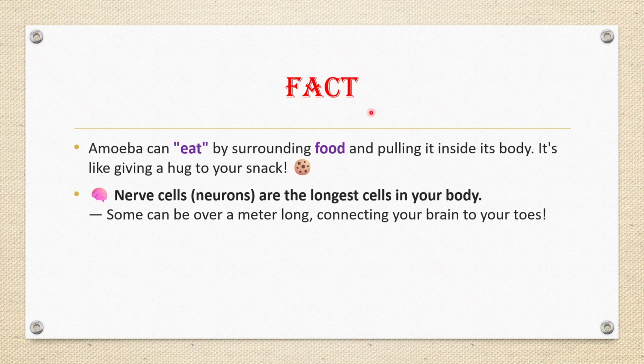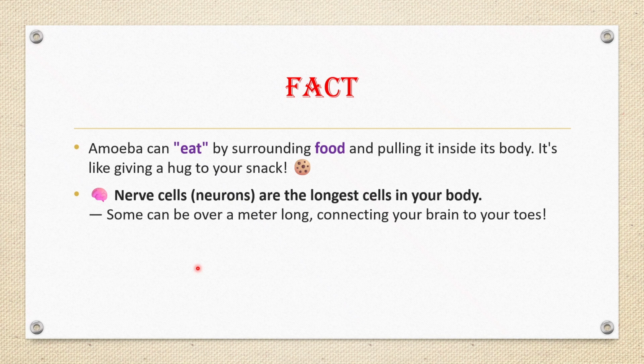Here, some fun facts. Do you want to read? Happy to read. Okay. An amoeba can eat by surrounding food. As I told you, it has a finger-like projection. Do you remember I told you that it has a finger-like projection, and if they want to engulf their food, they can use it for movement and also for eating. Whenever they eat inside the body, they are giving a hug to the snack, like what we human beings are eating. Get it?